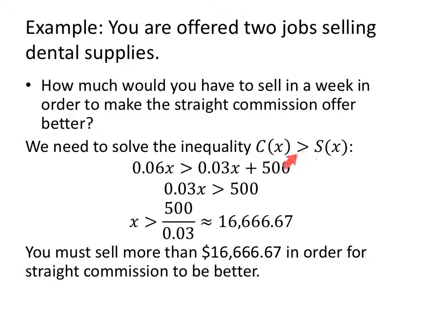Commission, we want it to be better than salary, so greater than salary. 0.06x is greater than 0.03x plus 500. I'm going to subtract 0.03x from both sides. Turns out that's 0.03x is greater than 500. And when I divide by 0.03, I'm dividing by a positive, so everything's still good with my inequality. 500 divided by 0.03, that's $16,666.67 of dental supplies that you must sell each week to make straight commission be the better offer.